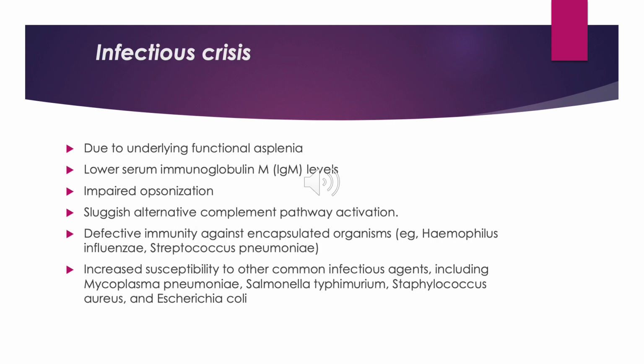Infectious crisis due to underlying functional asplenia, lower serum immunoglobulin M levels, and impaired opsonization. All of these factors lead to increased risk of infection, and infection will lead to sickle cell crisis. Defective immunity against encapsulated organisms, Haemophilus influenzae and Streptococcus pneumoniae. That's why we have to offer vaccination for Haemophilus influenzae, and that's why we need to offer these women benzyl penicillin as a prophylaxis to avoid infection. These women are at increased risk of other common infectious agents, including Mycoplasma pneumoniae, Salmonella, Staph, and Escherichia coli.